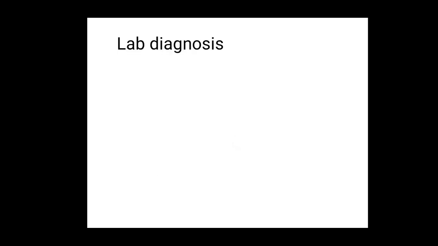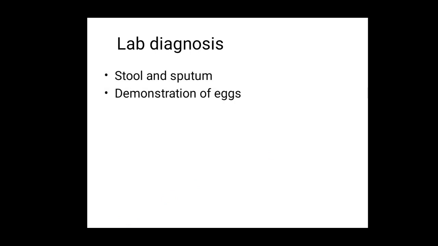Lab diagnosis. Specimens are the stool and the sputum. You have seen in the life cycle chart that the diagram was there. You have seen that the diagnostic stage was there. In the stool and in the sputum, eggs are excreted. So we are choosing those specimens, the stool and the sputum. And in the stool and the sputum, we are demonstrating the eggs of Paragonimus westermani.